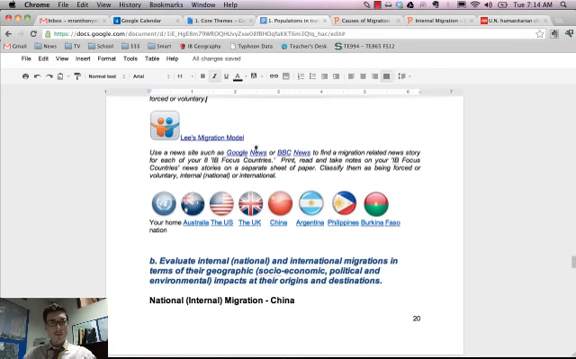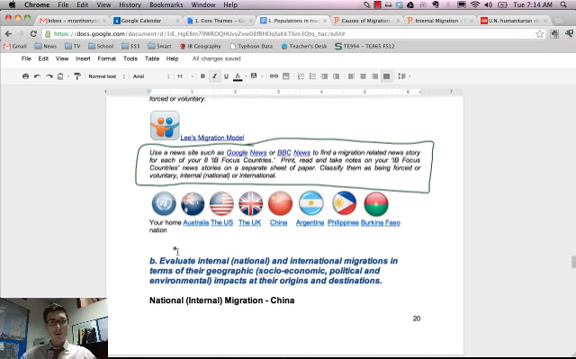So if you would search a migration related news story for your 8 countries here, and see what's going on currently. So current events, or within the last year or so. So search these countries and try and find a news story that relates to migration for each and every one of them, and then classify them as being forced or voluntary, internal or international.